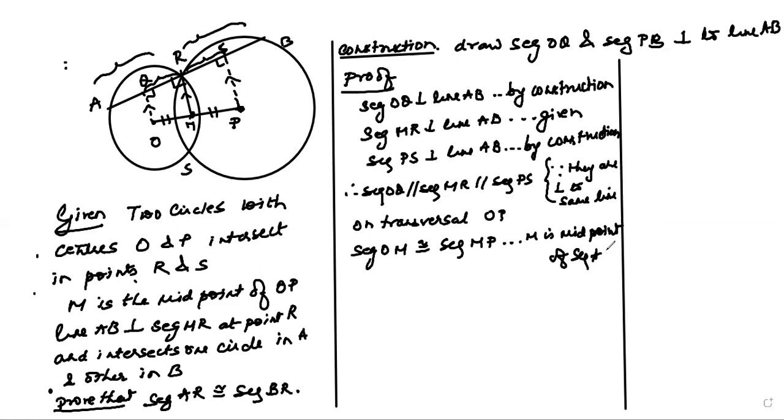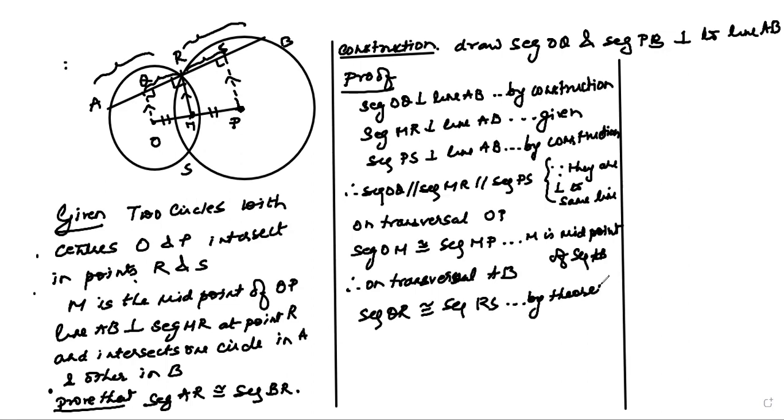But you have learned, children, in your ninth standard, if three parallel lines make congruent intercepts on one transversal, then they make congruent intercepts on any other transversal. Therefore, on transversal AB, can I say, children, segment QR congruent to segment RS. That is called the theorem of three parallel lines. By the theorem of three parallel lines. Now you can see as I put QR equal RS.